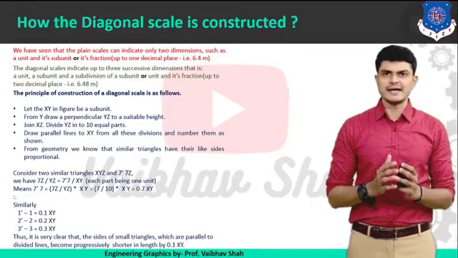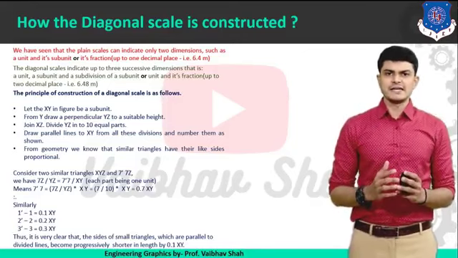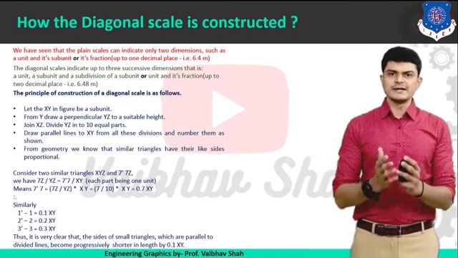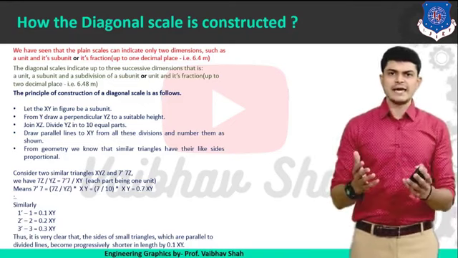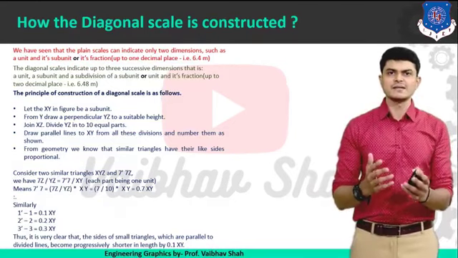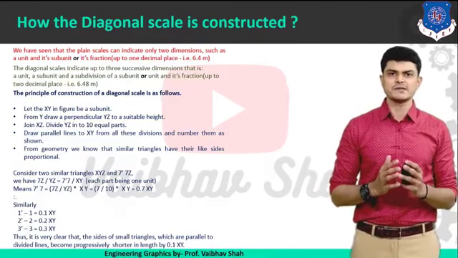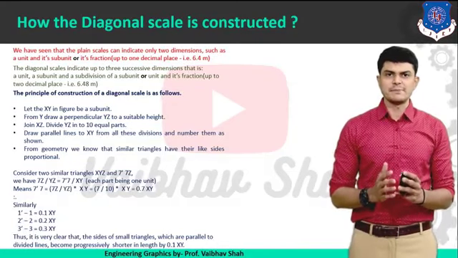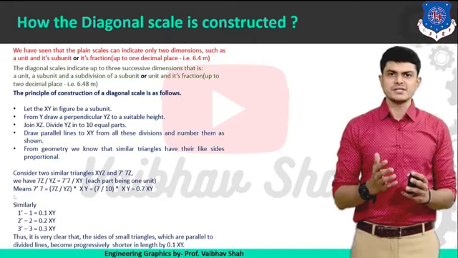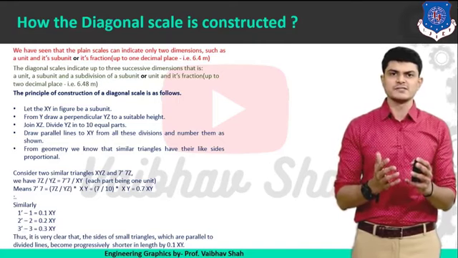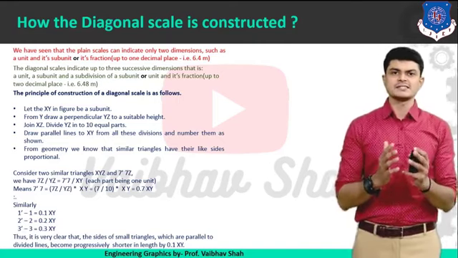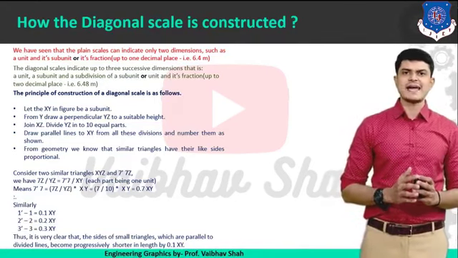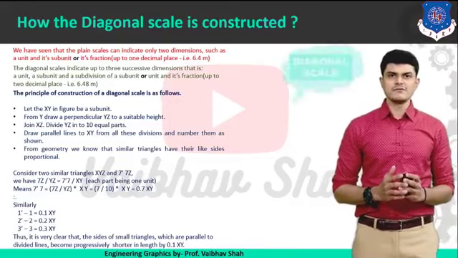As we know, in your normal plain scale, we can measure a unit and its fraction up to only 1 decimal place, while in the case of your diagonal scale, you have the flexibility to measure precise dimensions up to a unit and its fraction up to 2 decimal places. That means you can measure up to unit, subdivision, and you can also measure the divisions by this diagonal scale. Now let us understand the procedure of the diagonal scale.